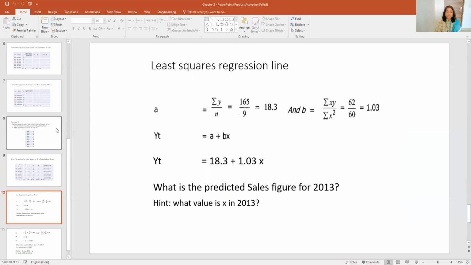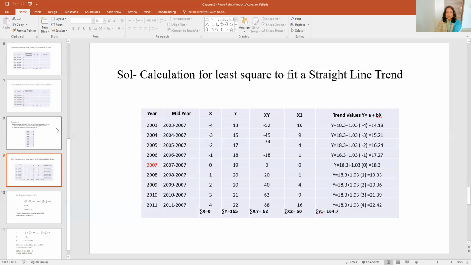Since it is a trend line equation, Y is sometimes represented as YT. So YT is equal to A plus BX. We have calculated A as 18.3 and B as 1.03. So the straight line equation for this question will be Y equal to 18.3 plus 1.03X. This is the answer to your first question. Then we need to calculate the trend values for all the years. For the first year, it is the same: 18.3 plus 1.03X.